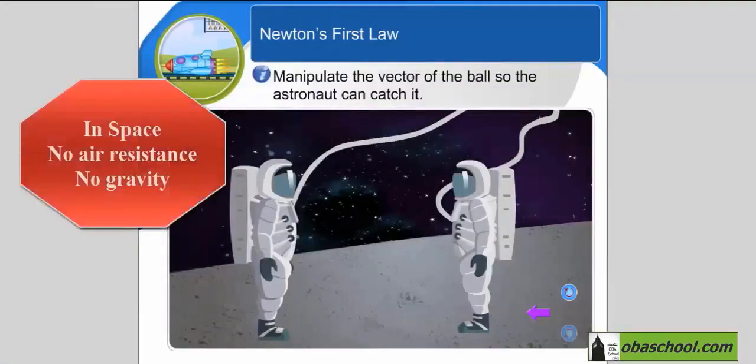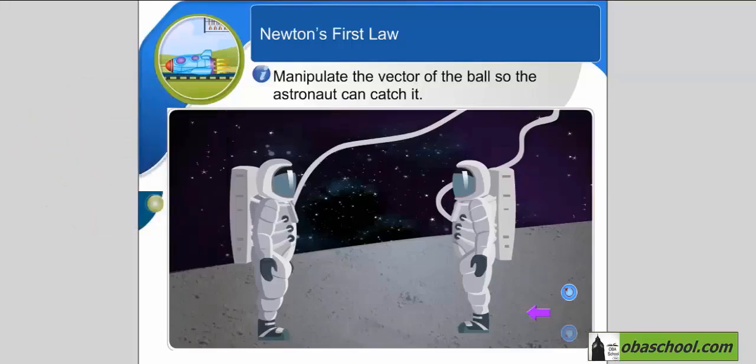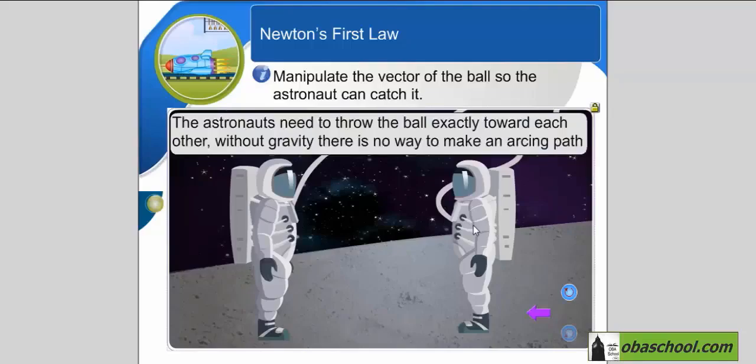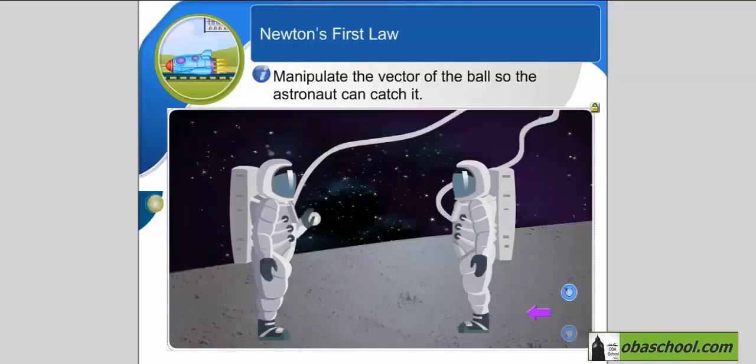In space, there is no air resistance and there is no gravity. So if two astronauts are throwing the ball for each other, the ball will never come to the ground. You can manipulate the vector of the ball so the astronaut can catch it. The astronauts need to throw the ball exactly towards each other so they would be able to catch it.